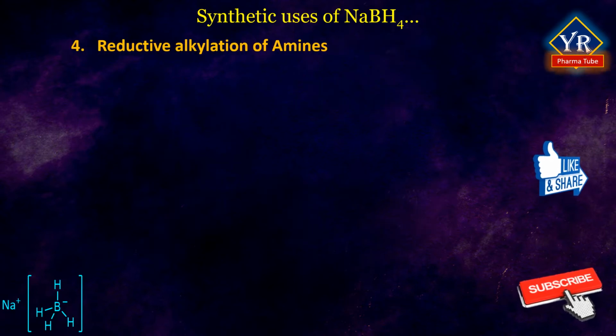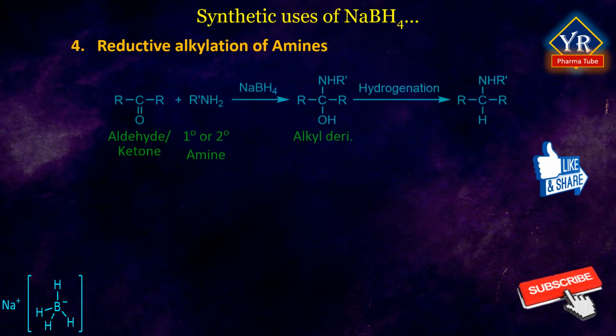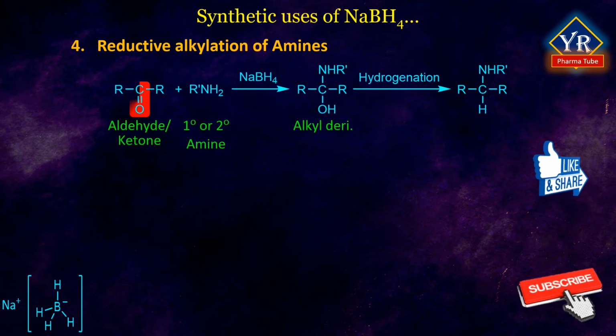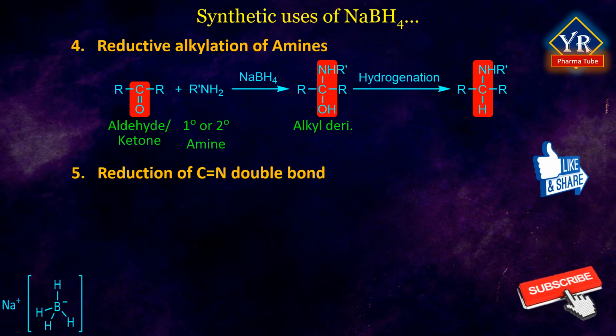Number 4. Reductive alkylation of amines. When aldehyde or ketone is treated with primary or secondary amines in the presence of sodium borohydride, reductive alkylation occurs. Number 5. Reduction of carbon-nitrogen double bond. Although sodium borohydride does not reduce nitriles, it reduces carbon-nitrogen double bond. See the reaction.